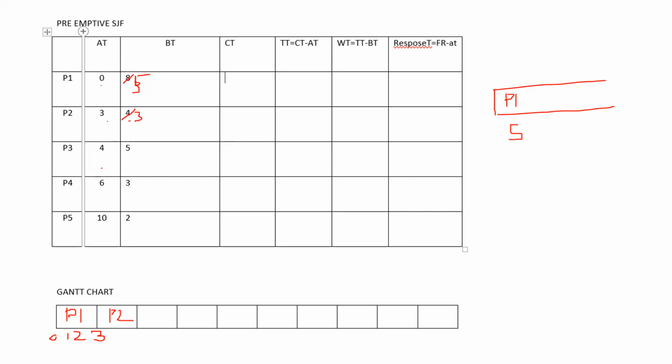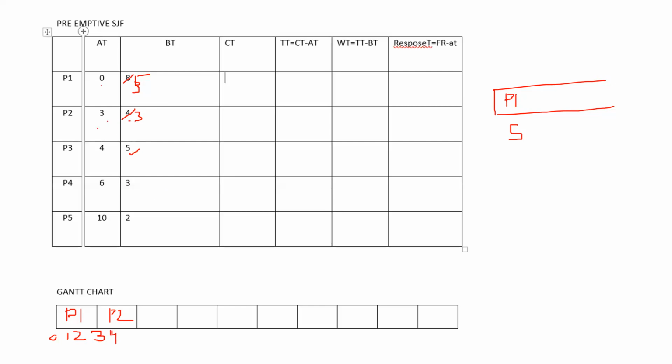At the time of 4, who came? P3 came, but he has 5. That is more than this now. So anyway, I won't consider P3. I will continue with P2 only. So now P2 will be 2.